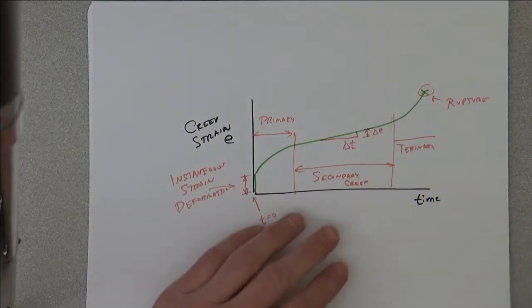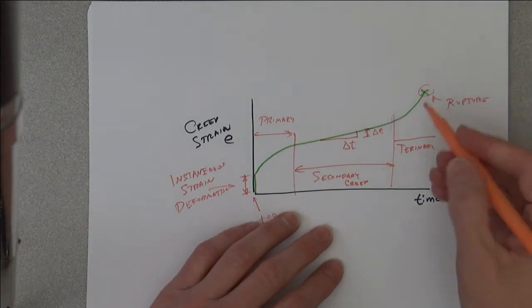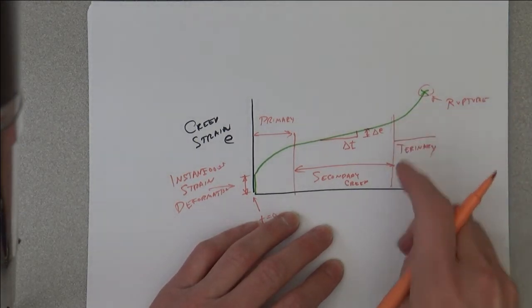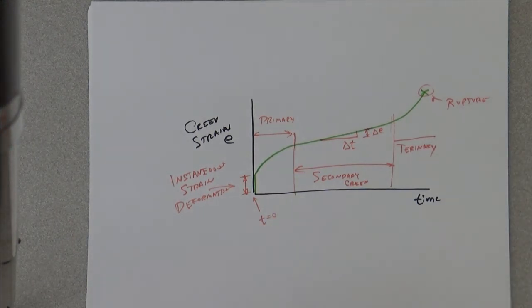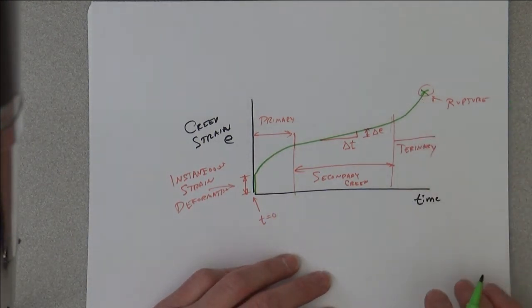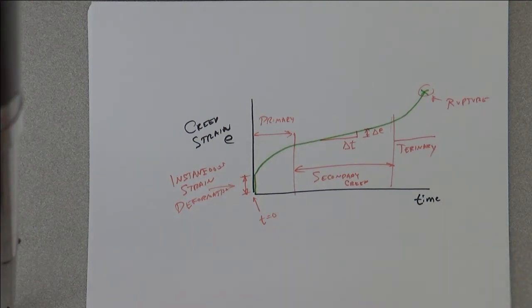And then in the tertiary creep, that's the point where there's voids and thinning in regions which lead to rupture within a period. You can think of it as approaching a failure.